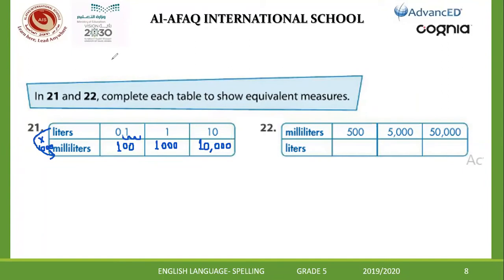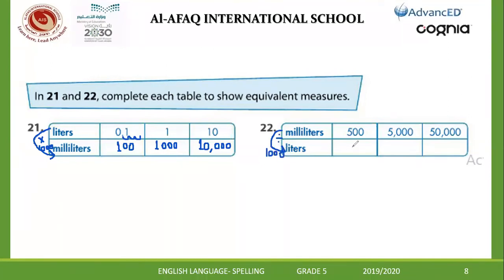Nanis. Second table, question number 22. We are going to change from what to what? From milliliter to liter. We are going to change from a smaller unit to a larger one. If I move to larger, do I divide or multiply? Divide. Divide by what? By 1,000. Great.